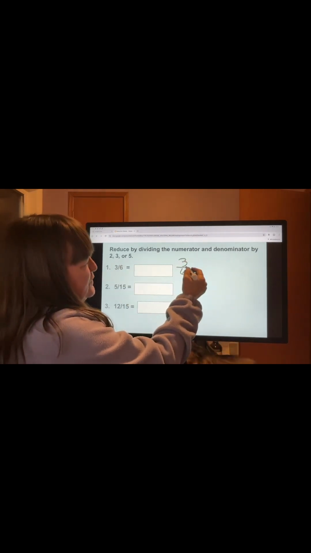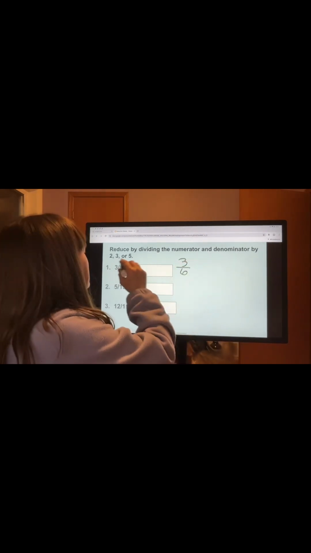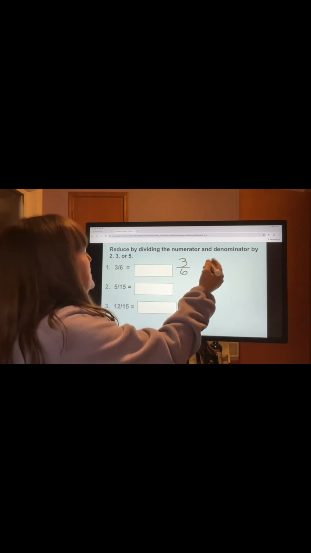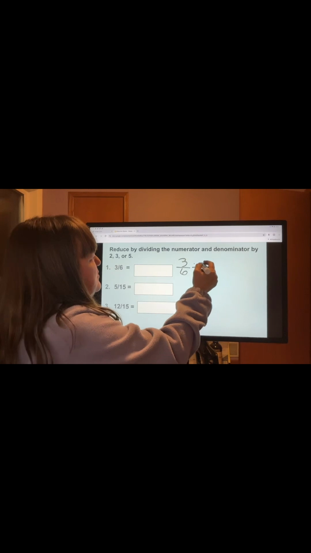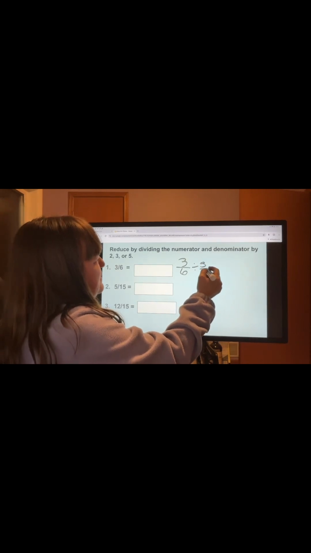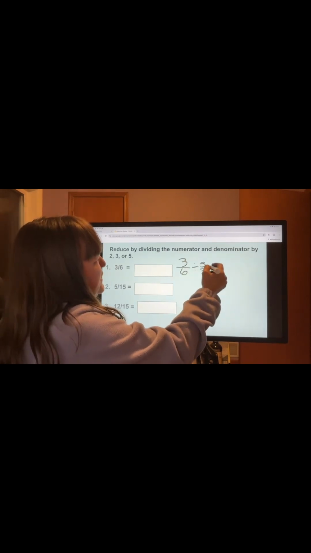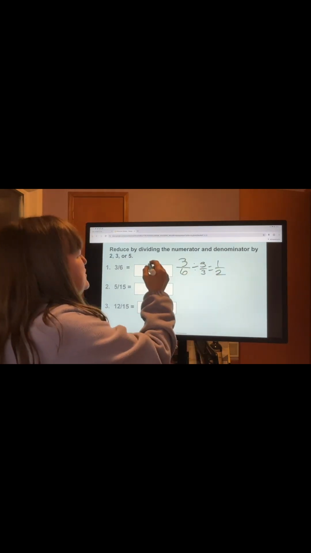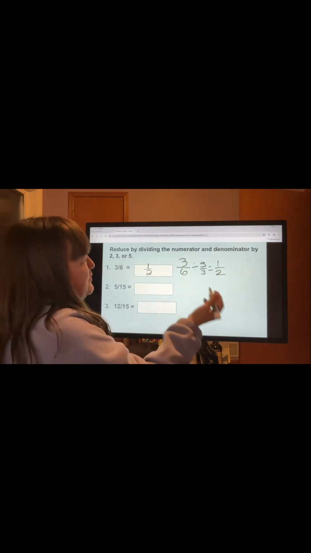We know 2 doesn't go into 3 evenly, so it has to be 3. 5 doesn't go into 3. So let's divide both by 3. 3 goes into 3 one time. 3 goes into 6 2 times. So you reduce, it would be 1/2.